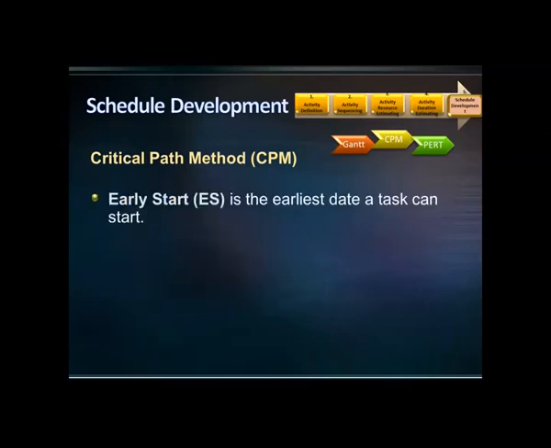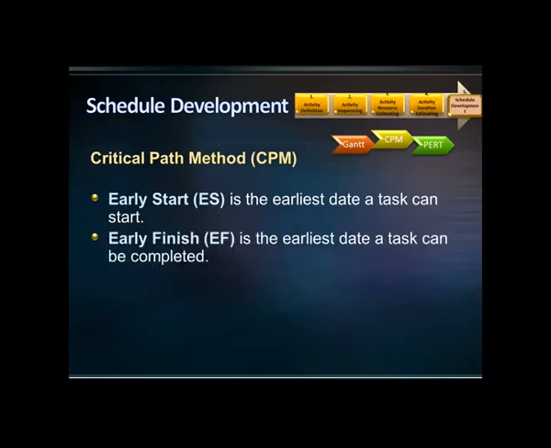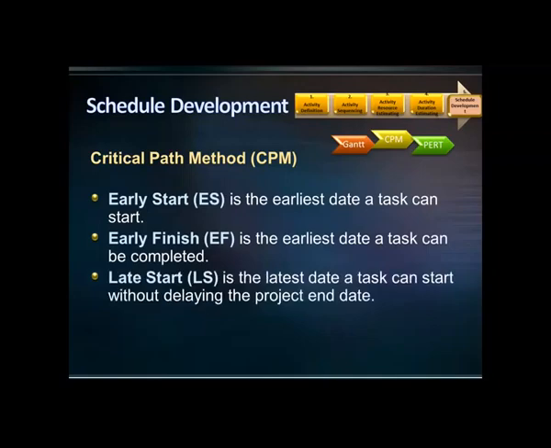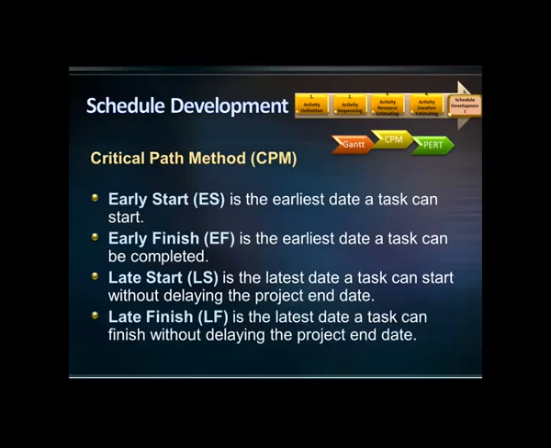Early start, ES, is the earliest date a task can start. Early finish, EF, is the earliest date a task can be completed. Late start, LS, is the latest date a task can start without delaying the project end date. Late finish, LF, is the latest date a task can finish without delaying the project end date.